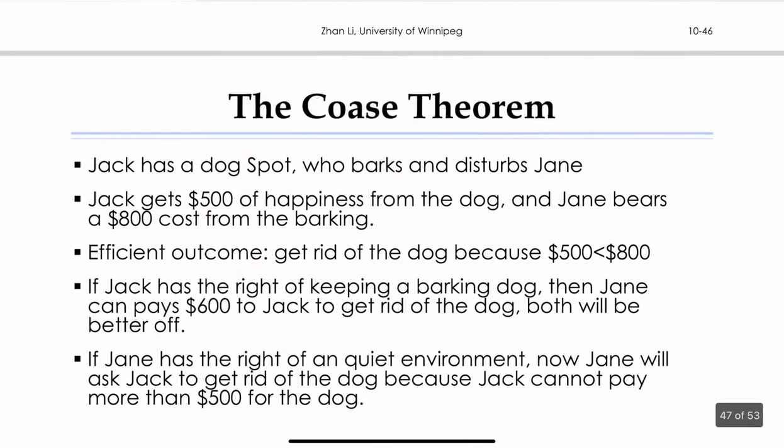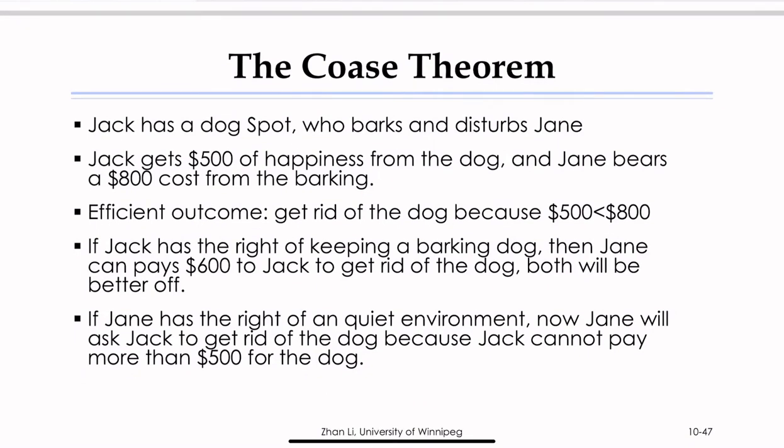Okay, first let's see this example here. Let's say there are two people, Jack and Jane. Jack has a dog whose name is Spot, who barks and disturbs Jane at night. And Jack gets 500 of happiness from the dog, and Jane bears an 800 cost from the barking. Now, what is the efficient outcome?